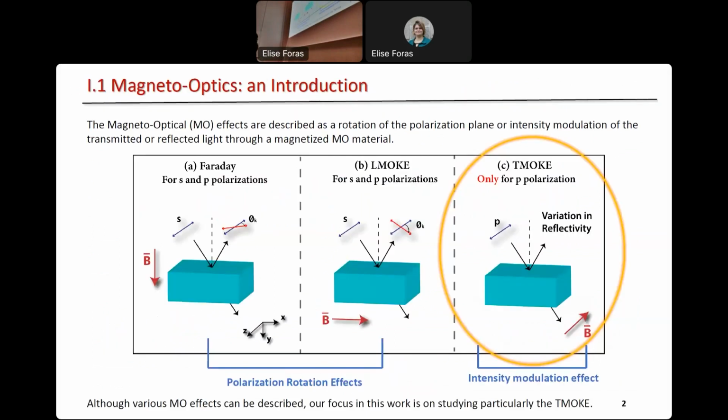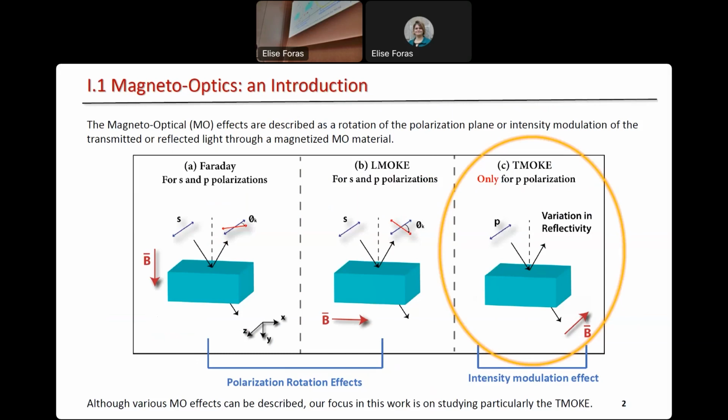So today I will discuss magneto-optics and its response on all-dielectric gratings. What is magneto-optics? I won't dive too much into this subject, but when incident light interacts with a magnetized magneto-optical material, in reflection or transmission, we observe phenomena like a polarization rotation effect or an intensity modulation effect. My work is primarily on this intensity modulation, known as TMOKE, the transverse magneto-optical Kerr effect. I will discuss it later.